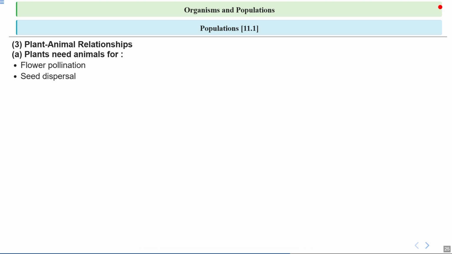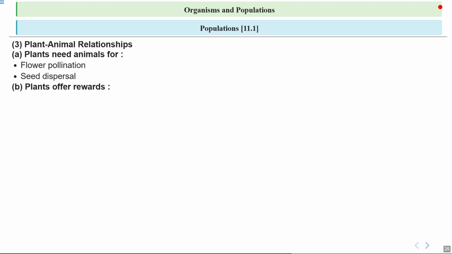Next is seed dispersal. So animals help plants spread these seeds to new places. So again they are helping in the diversification of the plants. So they can grow in new areas, in new habitats. So they can occupy new areas and they can spread, as the seeds are dispersed by these animals.